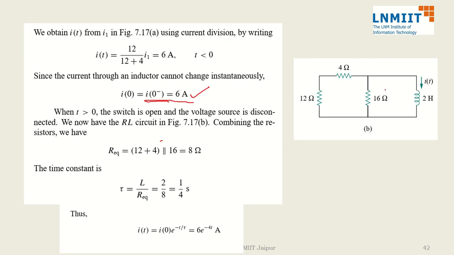L is 2, that means L by R, which is tau, is 1 by 4. Okay, so what is my expression? I naught e raised to power minus t by tau. Once I get I_T, the rest of the things are simply calculated using voltage and current division.